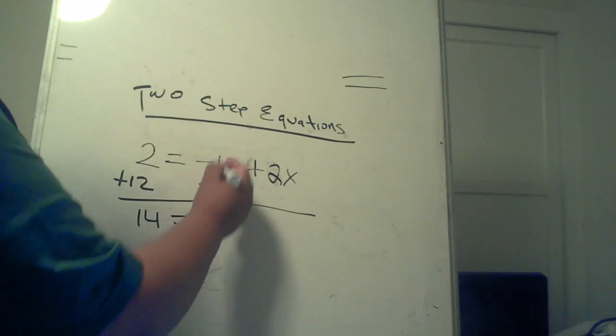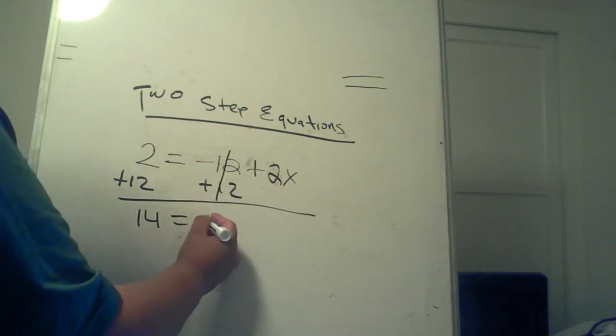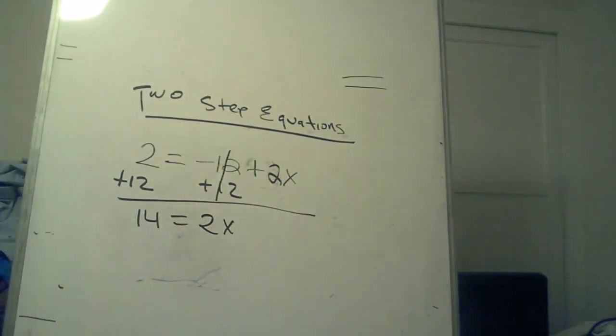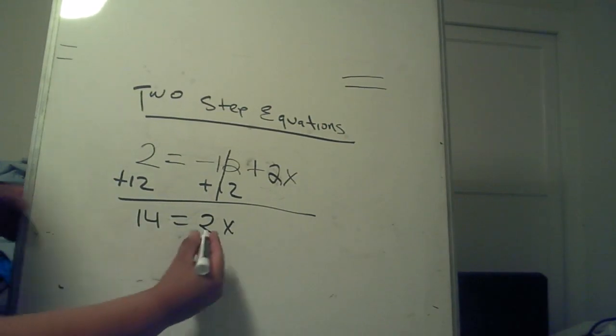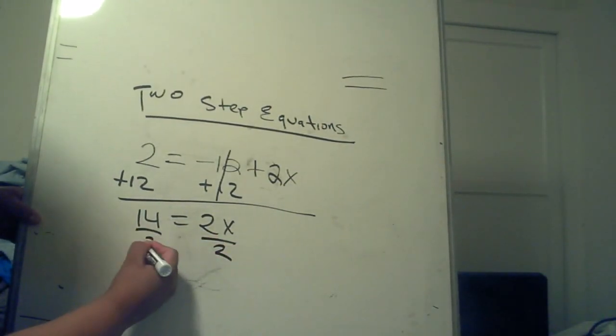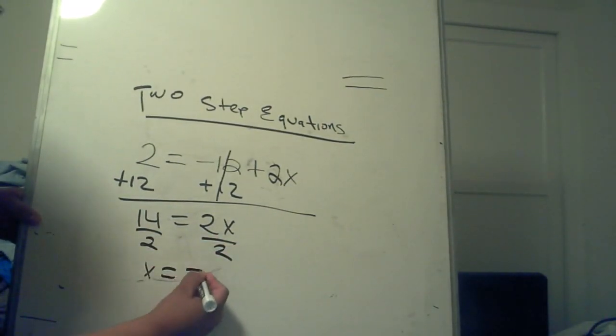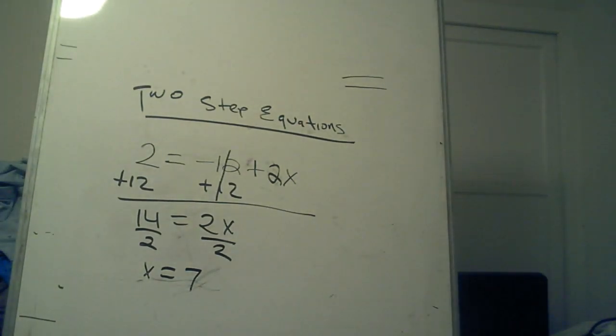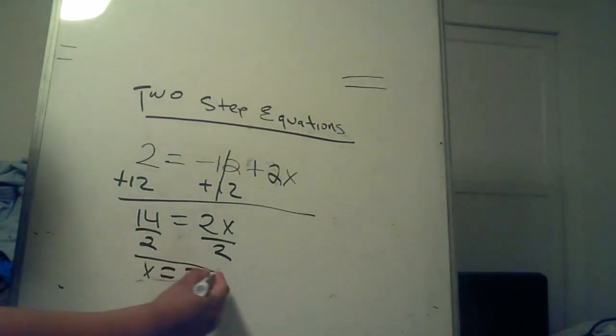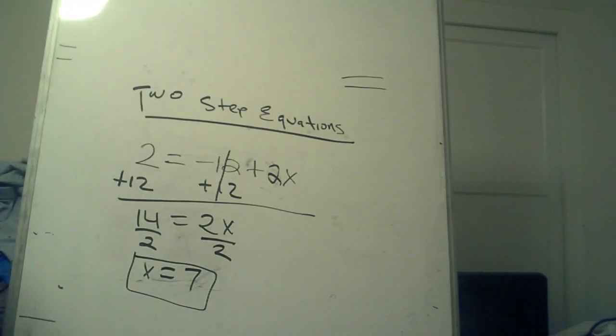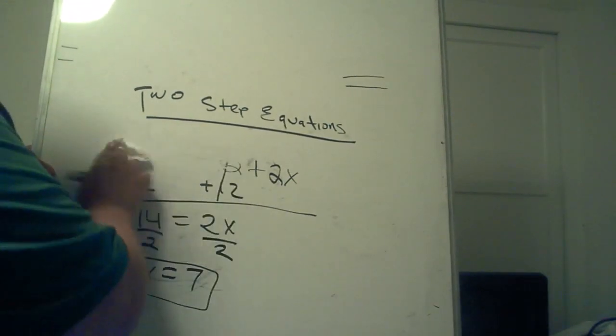And then we're left with, these two cancel. So we're left with 2x. Final step, what do you think it is? We divide by 2. So x equals 7. And that's our final answer for this problem. Let's go to problem number 3.